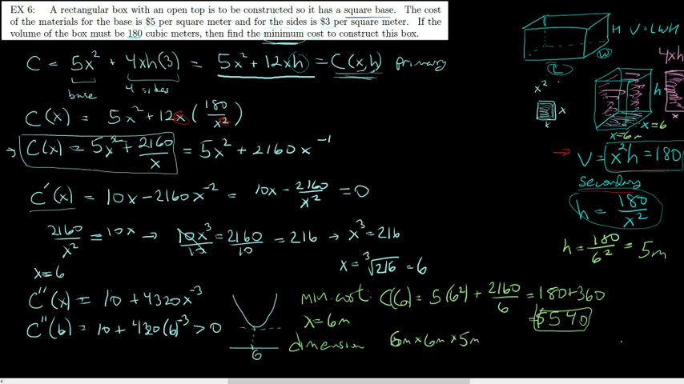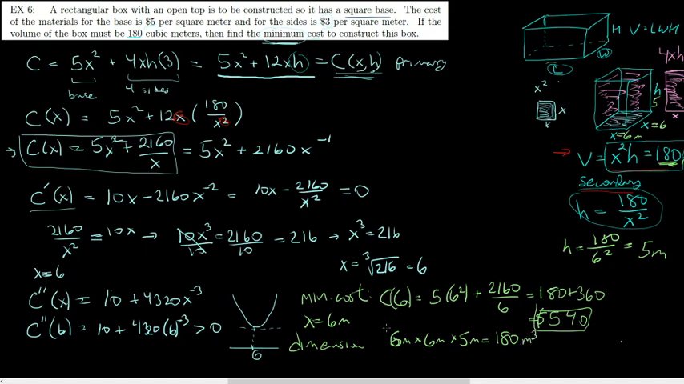So 6 meters for the base, and then the height is 5 meters. And of course 6 times 6 times 5 gives us 180. It better be, because that's the volume that the box has to be. It has to be 180 cubic meters. They didn't mention that. 180 cubic meters.